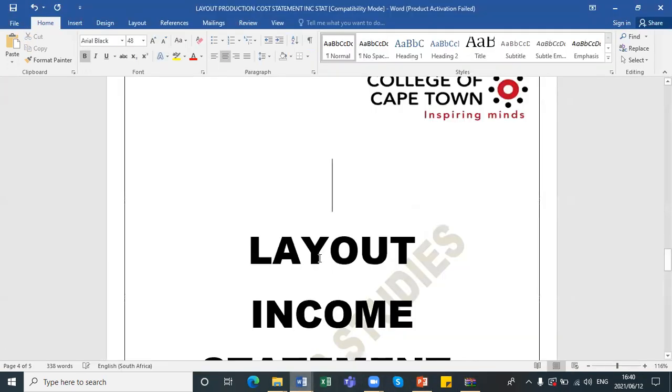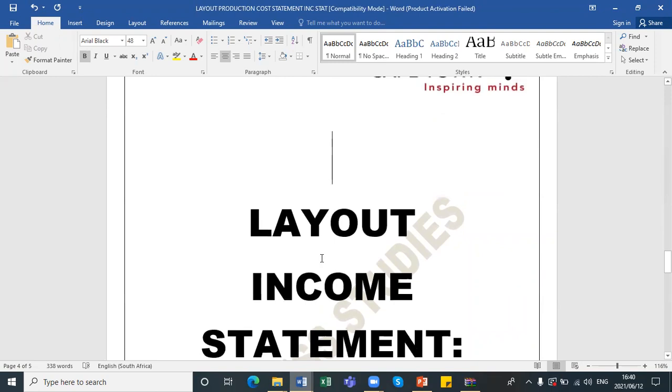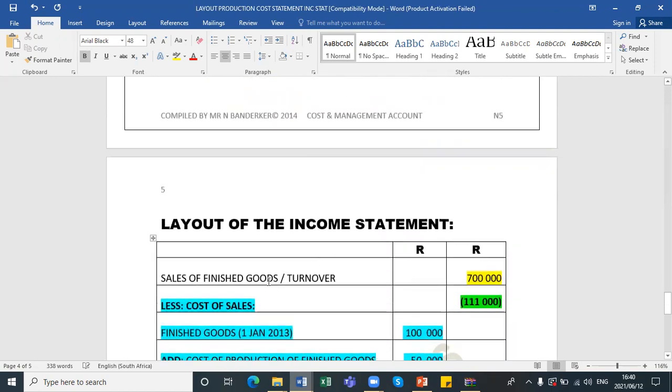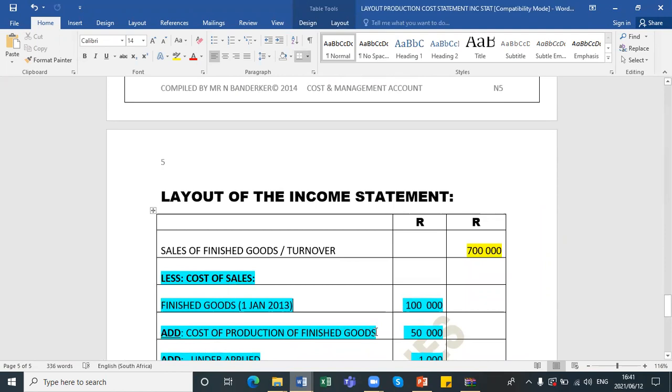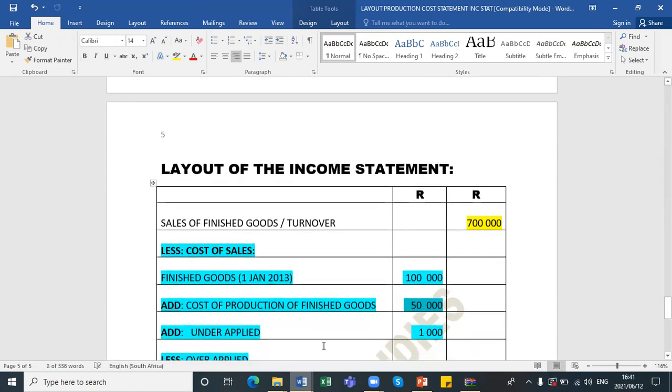So we're going to go to the layout of the income statement, which I gave you. The first thing you use is sale of finished goods, or turnover, less cost of sales. So how do you calculate cost of sales? You take your finished goods at the start of the financial year and add it to the cost of production of finished goods. If you've done the production cost statement, that's the final amount. If they only ask you to do the income statement, then that amount will be in the activity or the question. Then it's under applied.